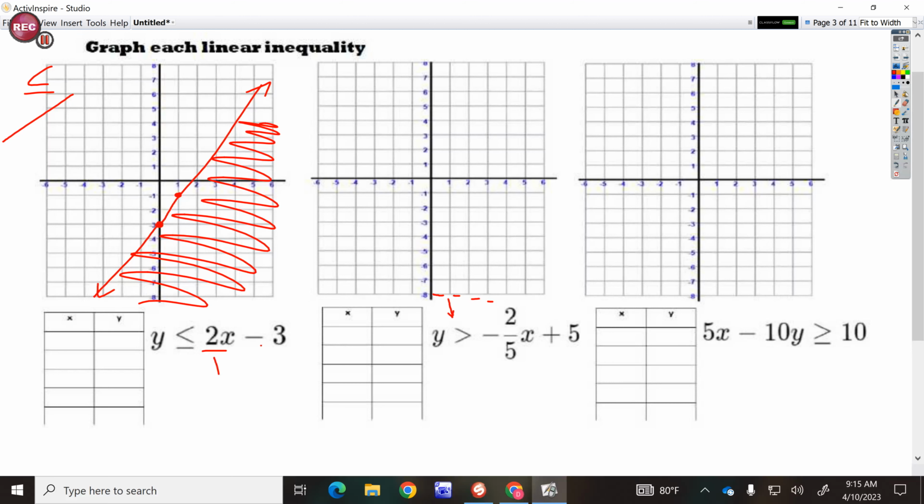All right? Notice these are the same equations. I did it for a reason. So you see that the graphing is the same. We're just going to shade differently or make it a solid versus dashed line. So over here, positive 5 is my y-intercept. My slope is negative 2 over 5. That would be down 2, right 5.